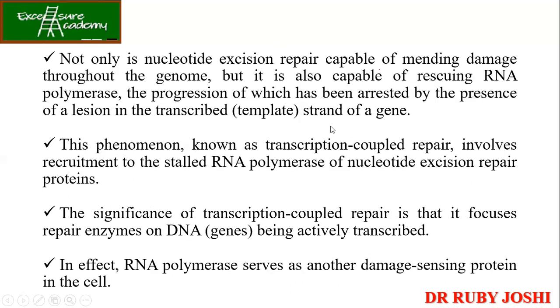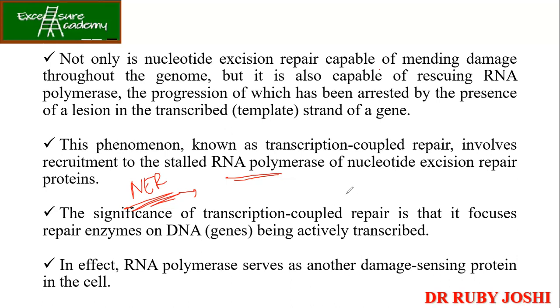Now, not only is nucleotide excision repair capable of mending damage throughout the genome, but it is also capable of rescuing RNA polymerase, the progression of which has been arrested by the presence of a lesion in the transcribed strand of a gene. What they are saying here is, apart from NER repairing the damage caused by UV, ultraviolet radiation, it is also escaping the RNA polymerase. What does it mean?